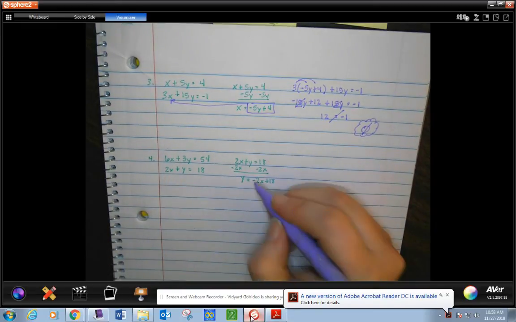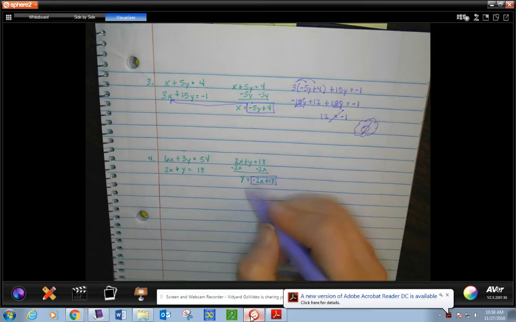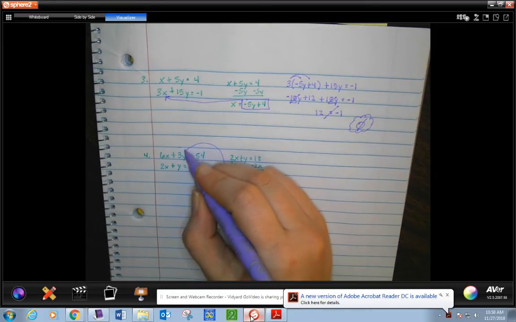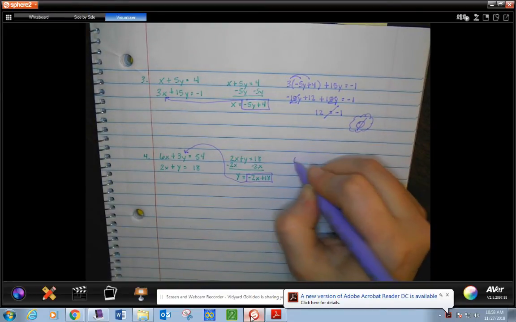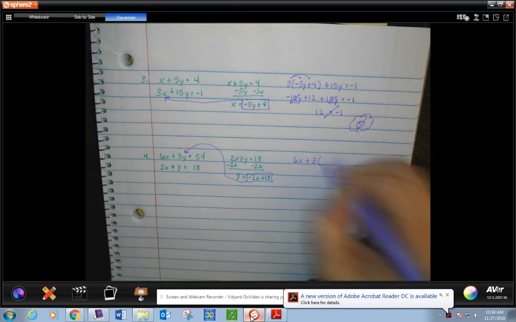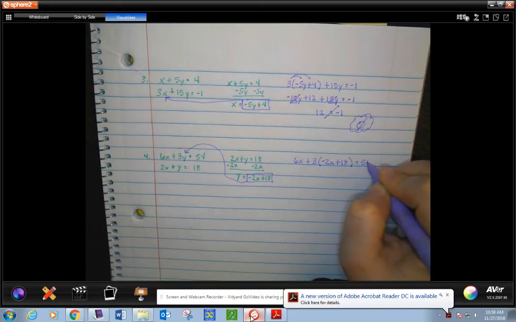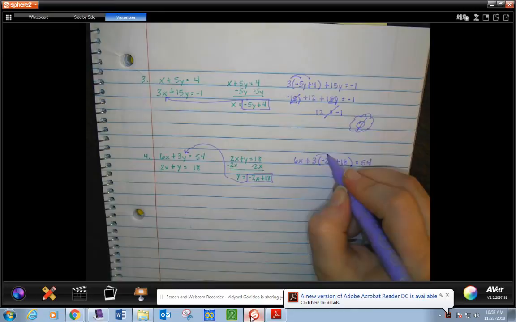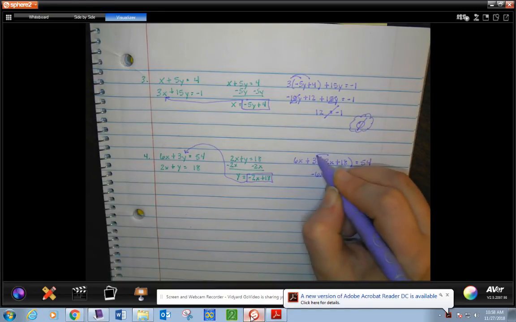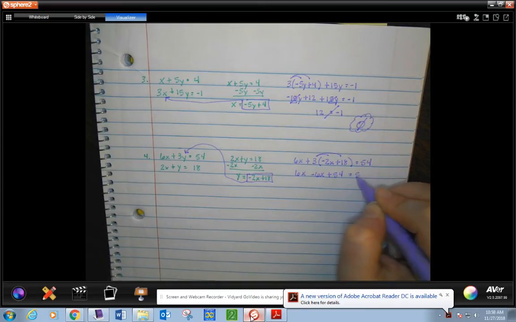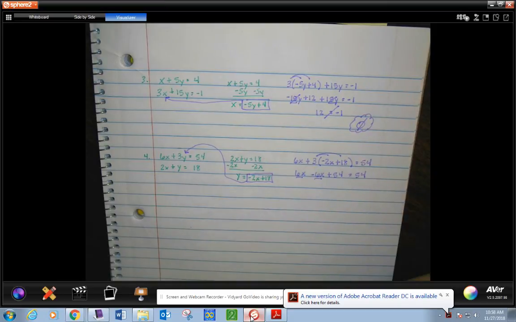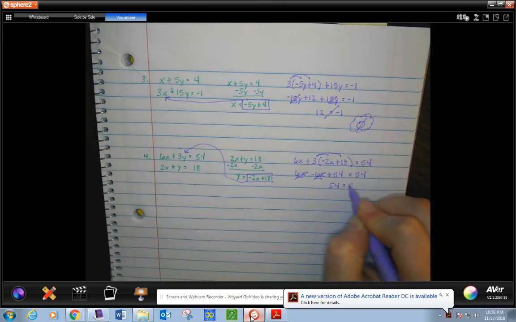Okay, so now since y is isolated, I'm going to take what it equals, and I'm going to plug it back into the y in the top equation because I changed the bottom one. So I'm going to get 6x plus 3, open parentheses, negative 2x plus 18, close, equals 54. Now I just distribute and solve. So 3 times negative 2x is negative 6x. 3 times 18 is 54. I bring down my 6x at the beginning and equals 54. When I combine a 6x and a negative 6x, they cancel each other. So I have 54 equals 54.